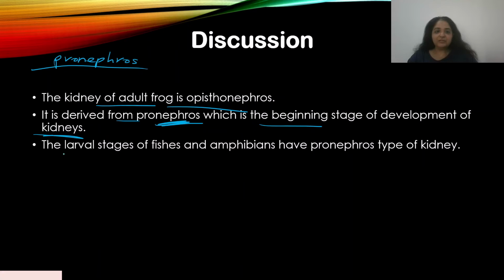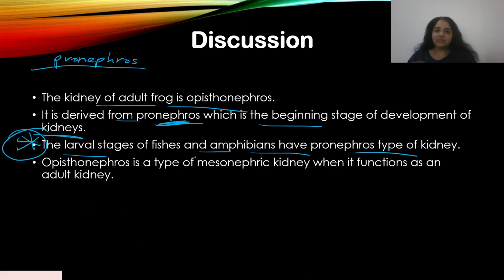The larval stages of fishes and amphibians have pronephros type of kidney. So this is a good MCQ question. If they ever ask you what kind of kidney is present in the larval stage of fishes and amphibians, you know it is pronephros type of kidney. Now once this pronephros is formed, it develops into mesonephros.